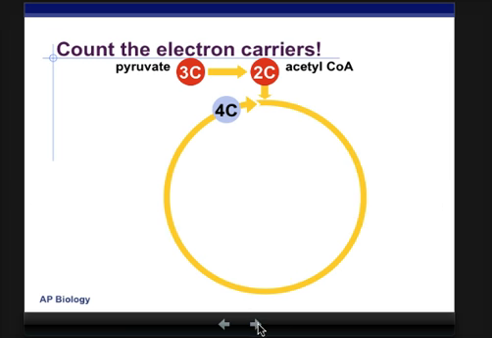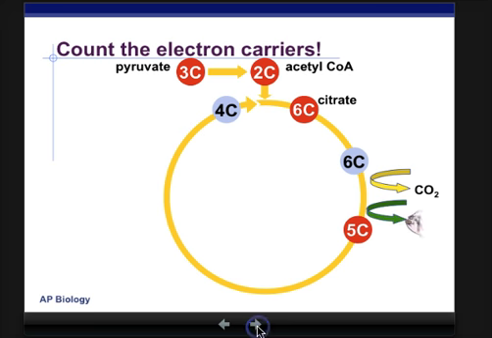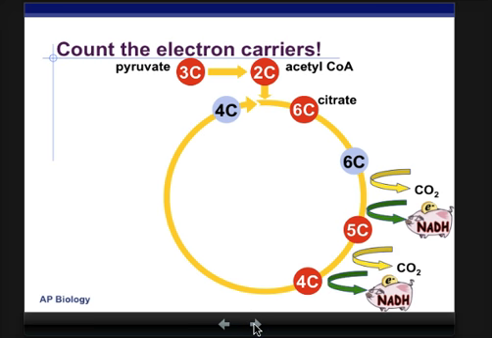All right, now let's talk about the electron carriers. What are the electron carriers that we know about? Well, we know about NADH and FADH2. As it goes around, there's one NADH that gets formed, and there's another one. Okay, there's some ATP.